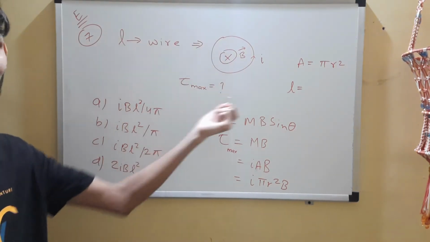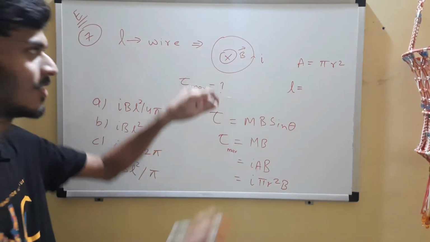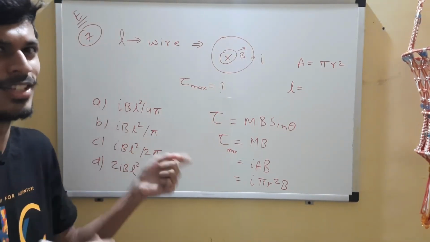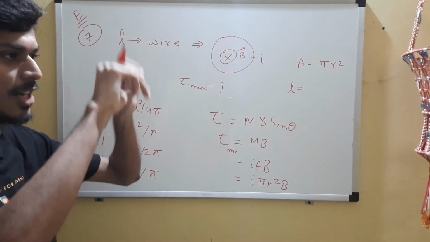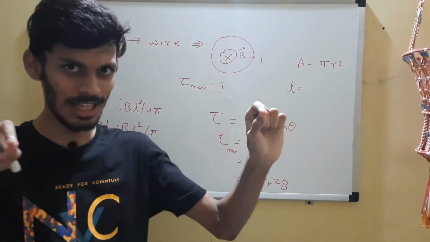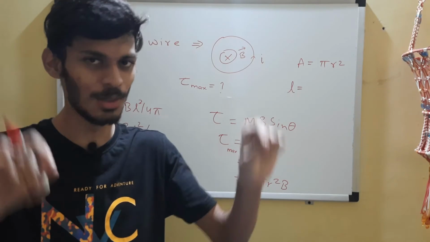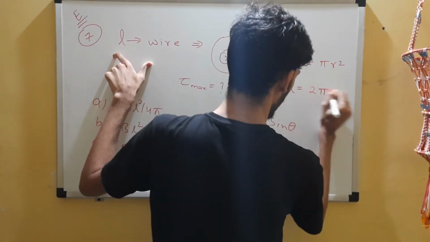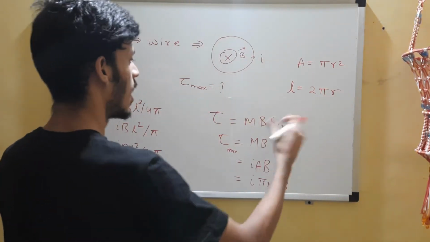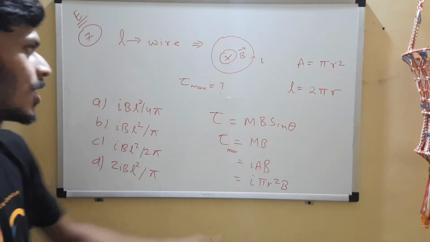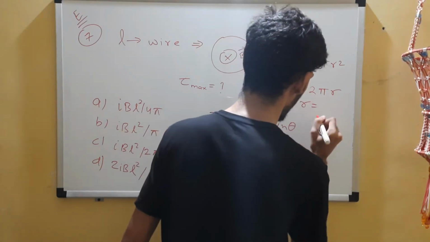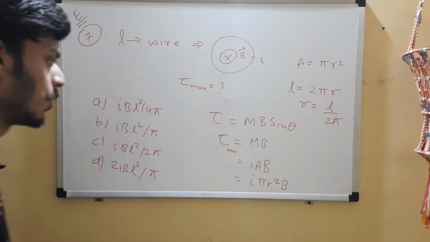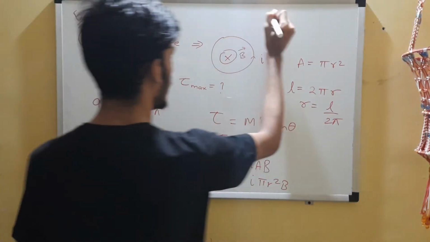We made a loop out of it, which means the circumference of this loop will be equal to the length of the wire with which we began. The circumference of the loop will be equal to the length of the wire. So the length of this wire will be equal to the circumference, which is 2 pi r. This r is the assumed radius over here. So you can find the value of r: r will be L by 2 pi. So just substitute r over here and you'll get your answer.